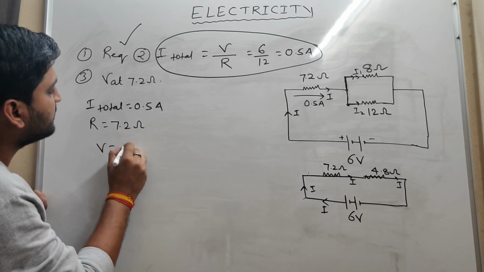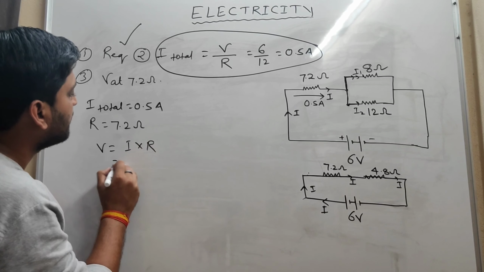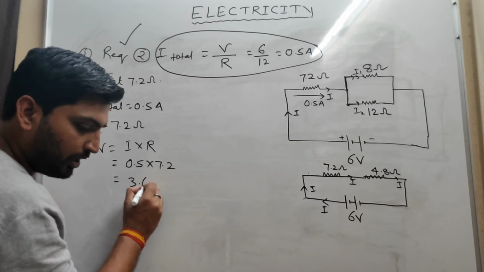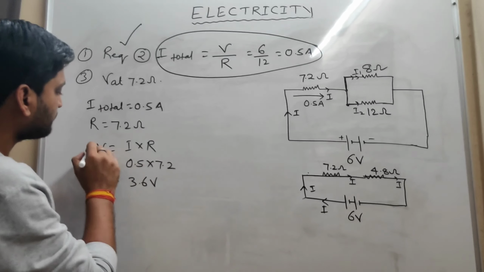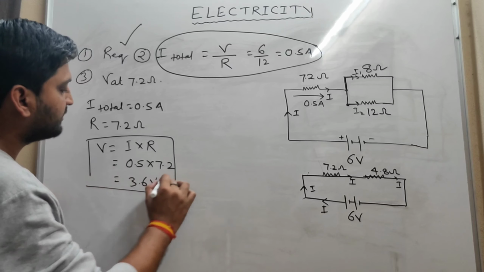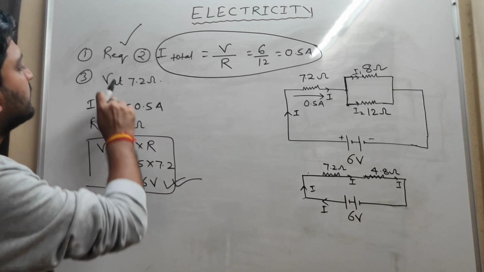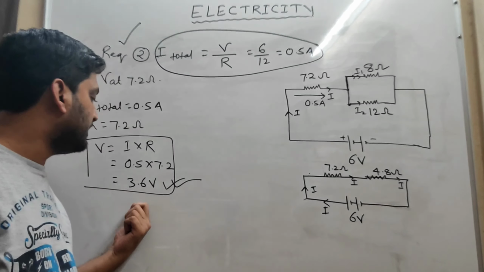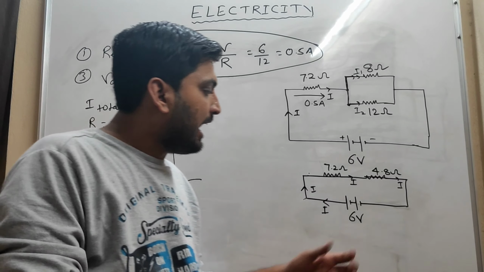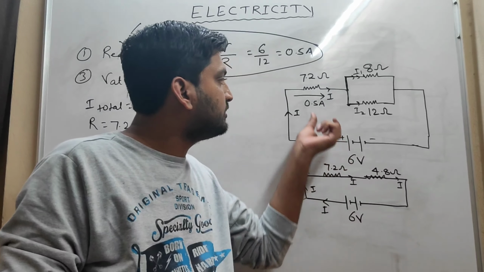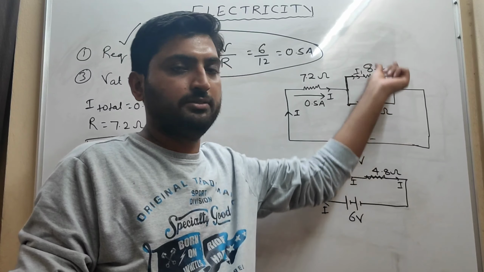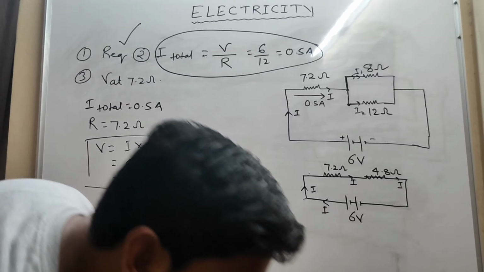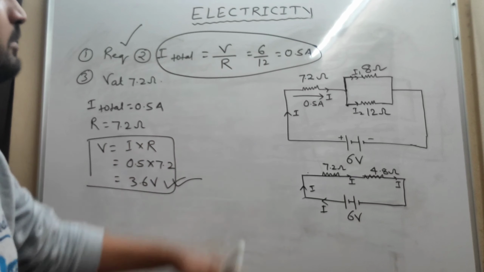So what will be V? V is equal to I into R. I is 0.5 into 7.2, that will be your 3.6 volt. So this is your answer: the potential difference at the 7.2 ohm resistance is 3.6 volt. So out of this 6 volt, 3.6 volt is here and the remaining is here. Copy it or take a screenshot. It is a very, very important question in your board paper. This type of question will be asked.